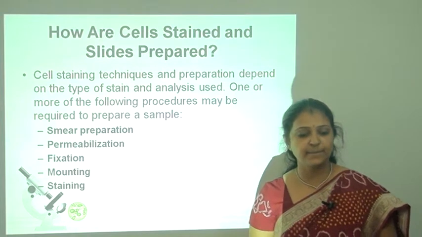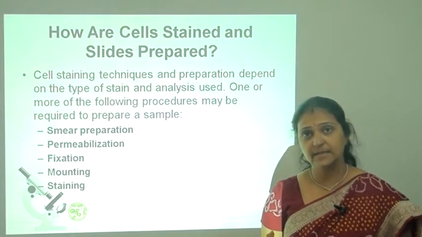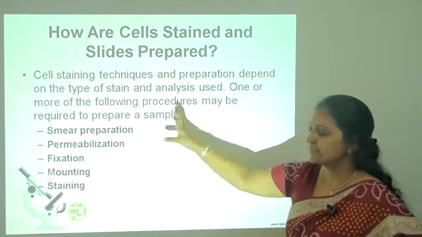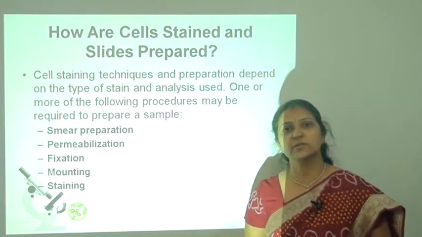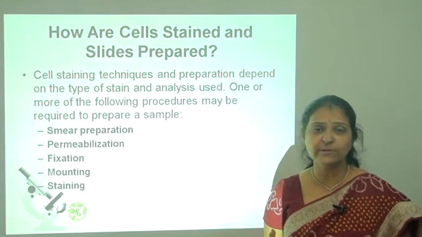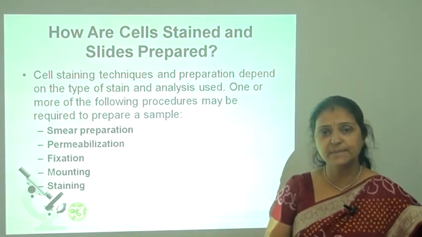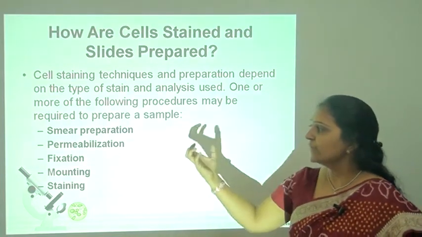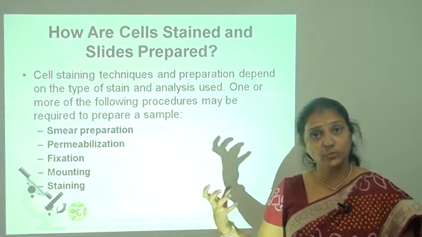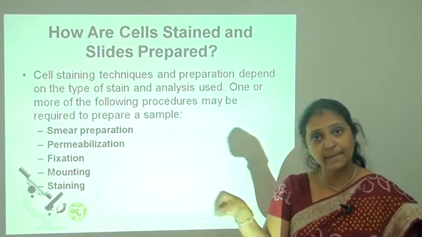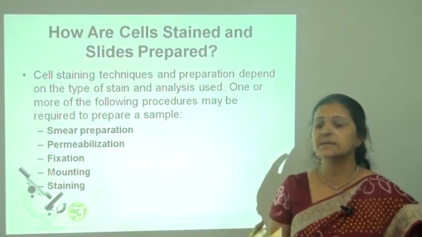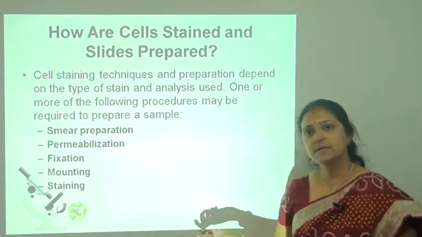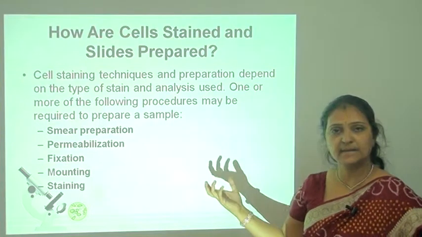Cell staining technique and preparation depend on the type of the stain and the types of the cells. The basic procedure for staining a sample begins with the preparation of the smear. We take a suspension of the microorganisms and make a smear on the slide using a nichrome wire. Then we fix the smear with heat by passing the slide through the burner. Then we mount it and stain it using acidic and basic stains.